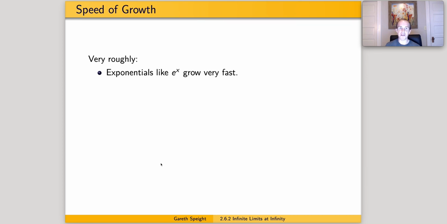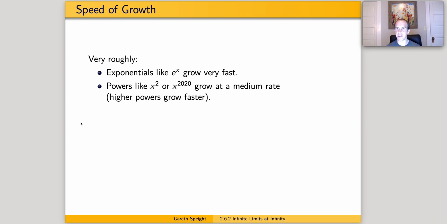Okay, and we've seen a couple of different types of functions that all grow to infinity as x goes to infinity. But not all growth is the same, right? Sometimes the speeds at which things are tending to infinity are different. So a general rule of thumb that can be good to keep in mind is that exponentials like e to the x or 3 to the x, 4 to the x, 10 to the x, where the x is in the power, those things grow very quickly indeed. If you try to make some computations, you'll quickly bamboozle your calculator.